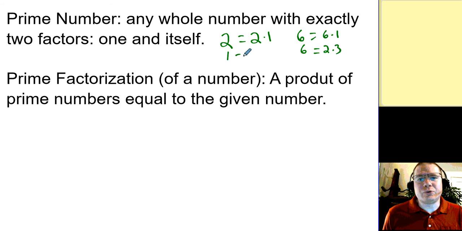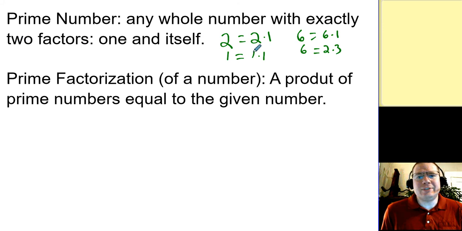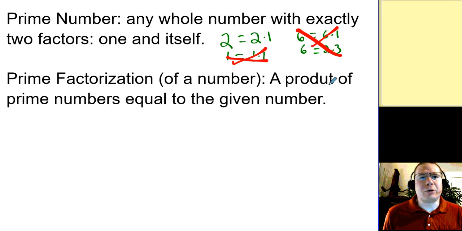If I try to use 1, if I'm looking at whole numbers, and with factoring we're only looking at whole numbers, I have to do 1 times 1 to get 1. So 1 does not have exactly 2 factors. It has exactly 1 factor. 1 is itself. So 1 is not a prime number. 6 is not a prime number. But 2 is a prime number.